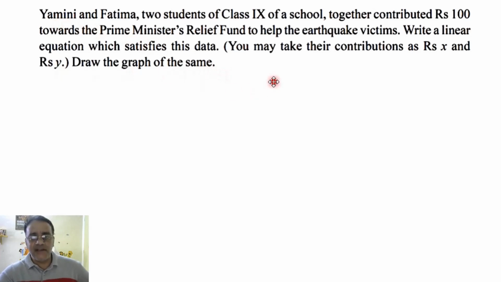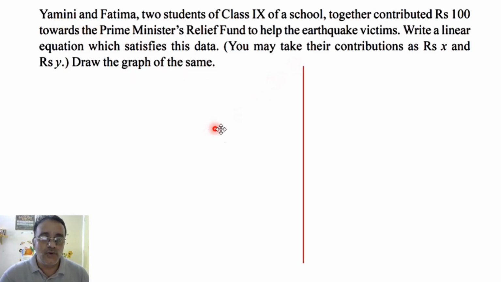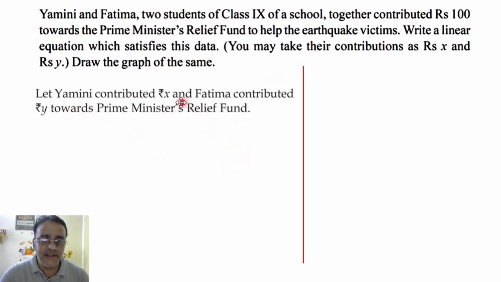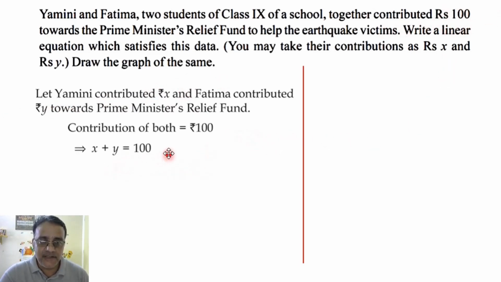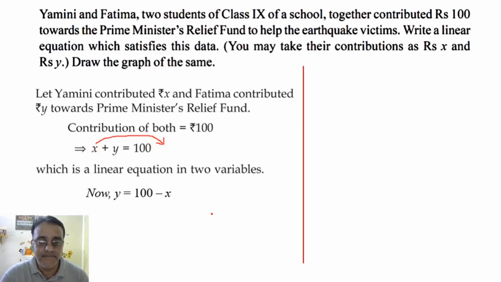So Yamini का rupees x ले लेते हैं और Fatima का rupees y. So the sum of these two is equal to rupees 100 because together they contributed 100 rupees. So x plus y is equal to 100. Okay, फिर x को इधर शिफ्ट करेंगे, so हम लोग को y कितना हो जाएगा? 100 minus x. y is equal to 100 minus x. Right. So we'll take three values.